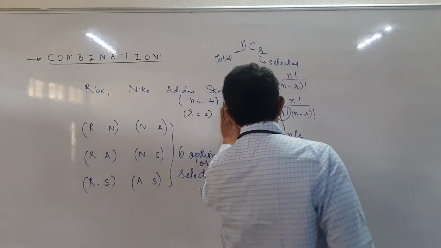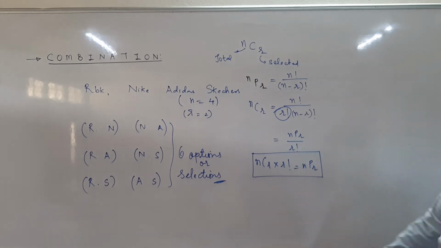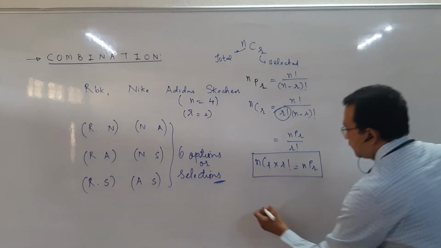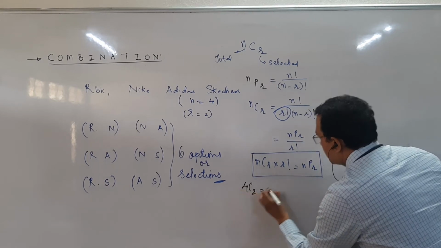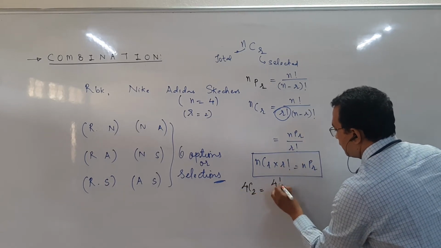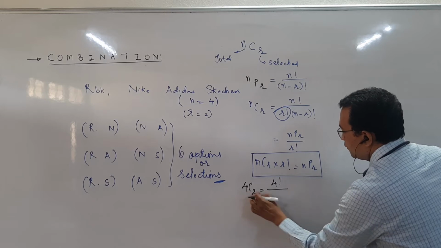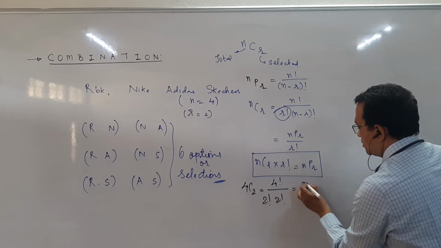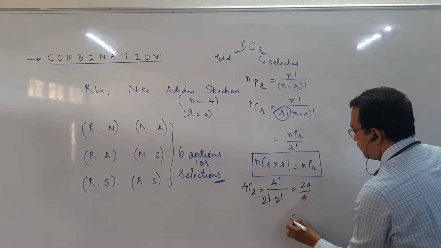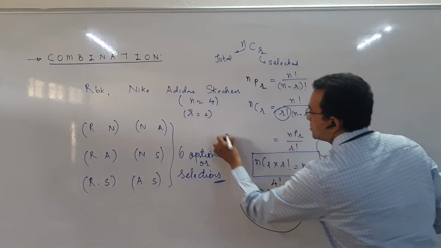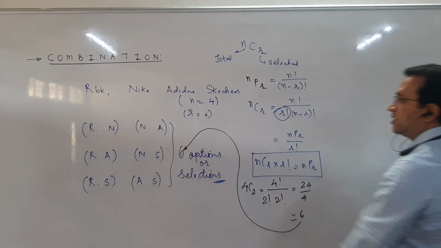Now, if I go with this example and apply the formula, in total I have 4 pairs of shoes and I am selecting 2. So if I simplify 4C2 according to this formula, it will be 4 factorial upon 2 factorial into 4 minus 2, which is 2 factorial. This is 24 divided by 4. I get 6. The same 6 options I get here. Check.